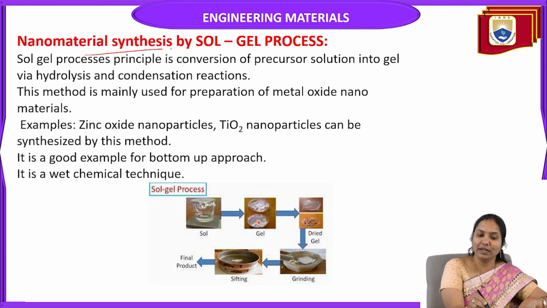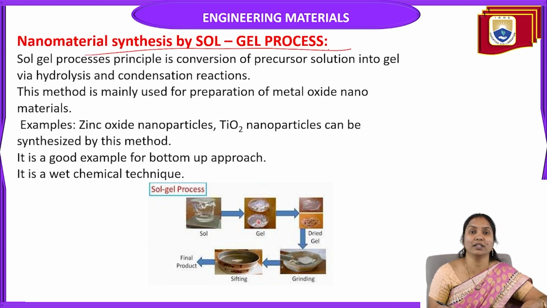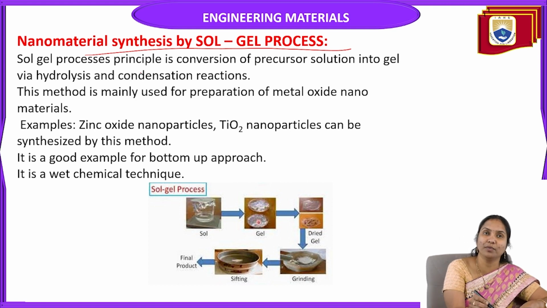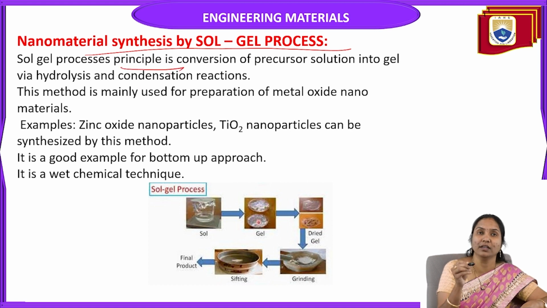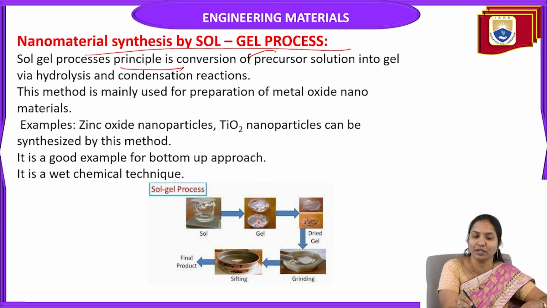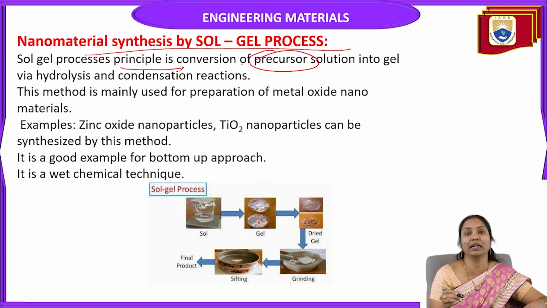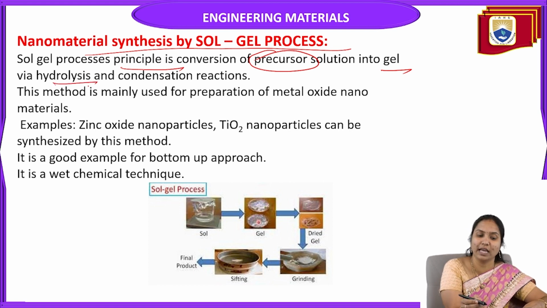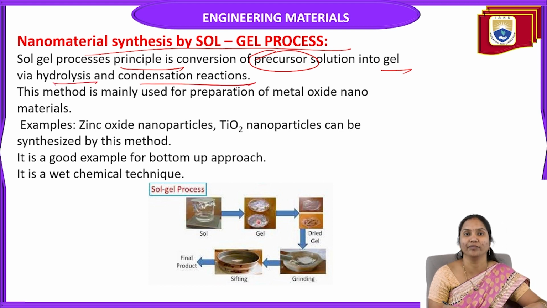So now let's discuss nanomaterial synthesis by the sol-gel process. It is the most important technique for synthesis of nanomaterials. In this sol-gel process, the main principle involved is the conversion of precursor solution into gel. This is the most important point. The conversion of precursor solution into gel via hydrolysis and condensation reactions.